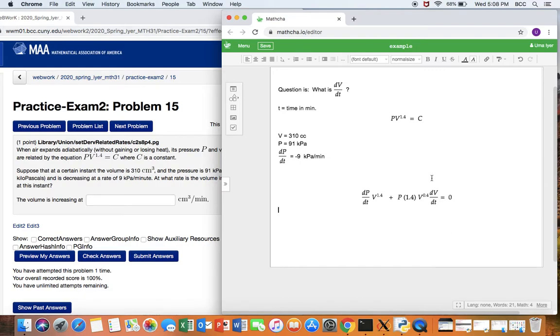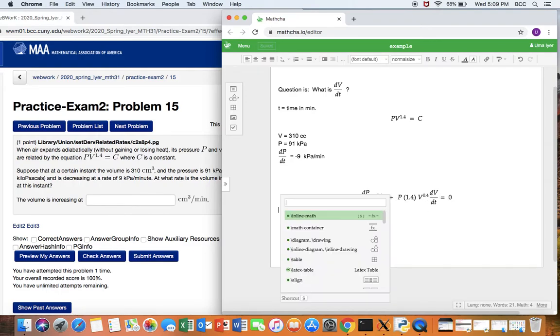All right. So this is my differential equation. Don't forget, I'm taking derivative with respect to t. And that is why dP/dt, dV/dt. Okay, so far so good. Now let me plug in all these values. Question is to find dV/dt. The rest we already have.